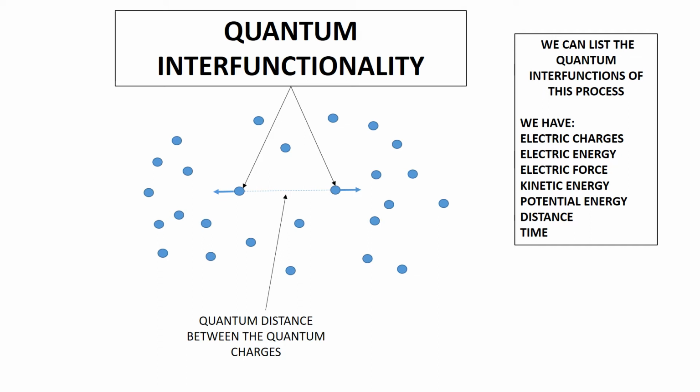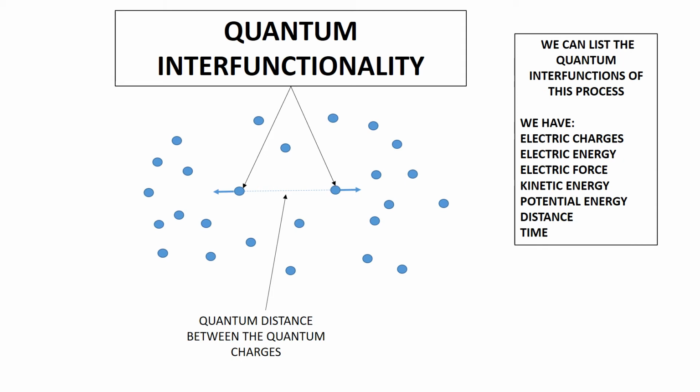When the charges are moving, we have interfunctional kinetic energy, and when the charges change direction and are briefly stationary, they have interfunctional potential energy. We must not forget that the distance between the two charges is also an interfunction of the process. If there was no distance between the charges, the whole idea of the process would be meaningless. Importantly, this oscillating process cannot exist without time, so time is also an interfunction of the process. Just as with distance, if there was no interfunctional time, the idea of the process would again be meaningless.